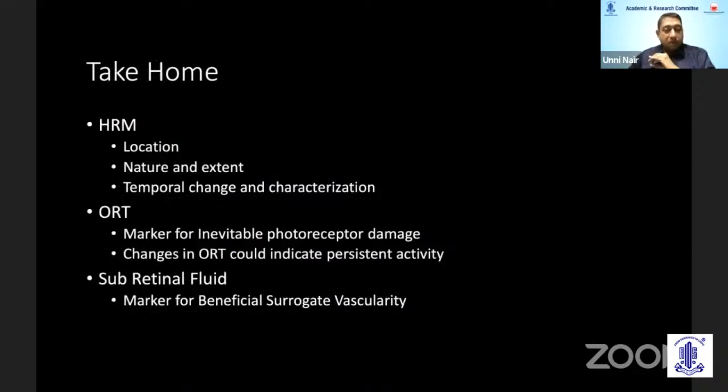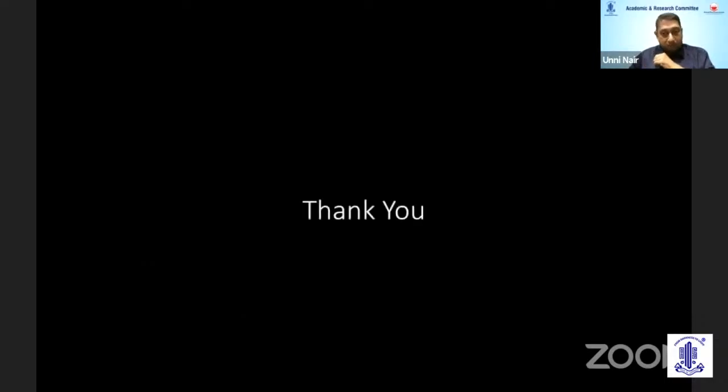So the take-home message is that hyperreflective membranes, based on the location, the nature, and the changes with time, give you a good idea as to whether a person is going to see a scarring. Outer retinal tubulations may not necessarily mean that photoreceptor damage is complete. There could be changes which could include persistent activity. And subretinal fluid could be a marker of a beneficial surrogate vascularity instead of a totally dead RPE at that point. Thank you very much.